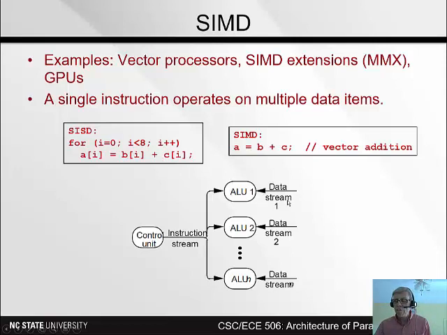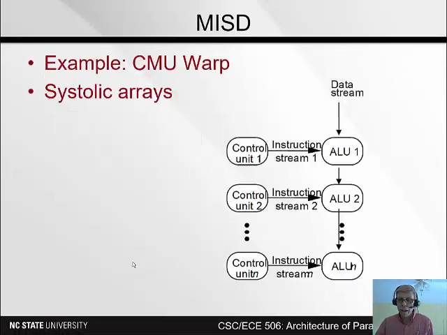You can see that the different data streams come into the different ALUs. You have a single control unit here, and it sends out an instruction stream, and then you have multiple data streams that are being operated on by the single instruction stream. So if one of them's doing an add, they're all doing an add.